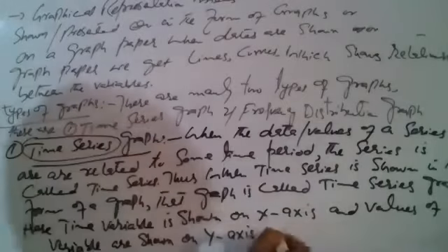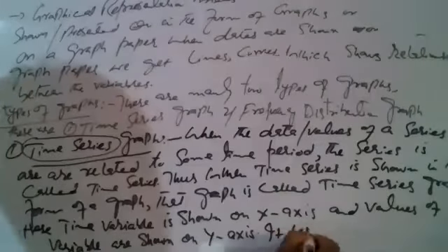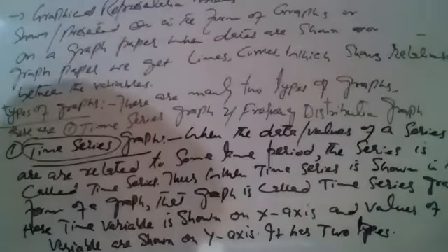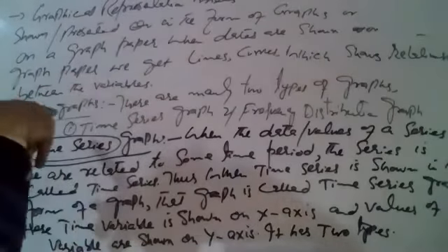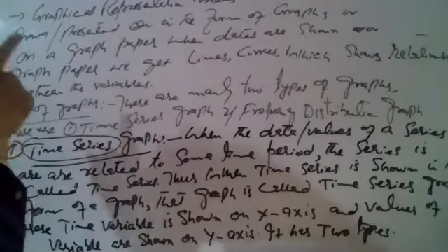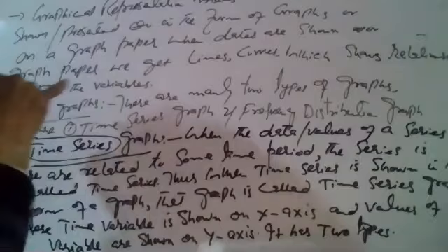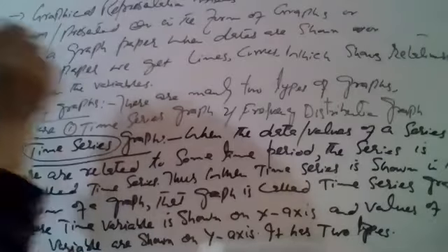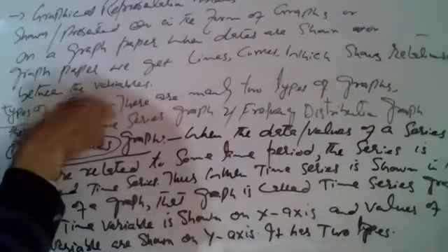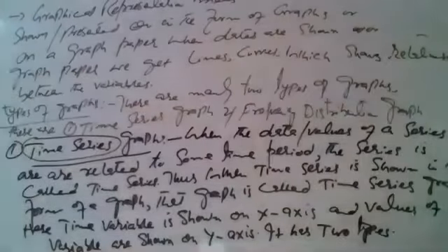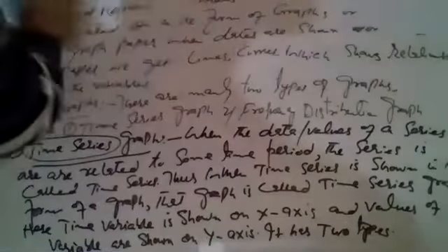It has two types. Time series graph has two types. लिख लीजिए कौन कौन सा टाइप इसका है. So ग्राफ के दो टाइप हैं. पहले हम ग्राफिकल रिप्रेजेंटेशन मीनिंग हमने दे दी, फिर टाइप्स ऑफ ग्राफ के दो टाइप हैं, टाइम सीरीज ग्राफ एंड फ्रीक्वेंसी डिस्ट्रीब्यूशन ग्राफ. टाइम सीरीज ग्राफ के भी दो किस्म हैं. हमने टाइम सीरीज ग्राफ को उठाया, इसके दो किस्म हैं. It has two types.